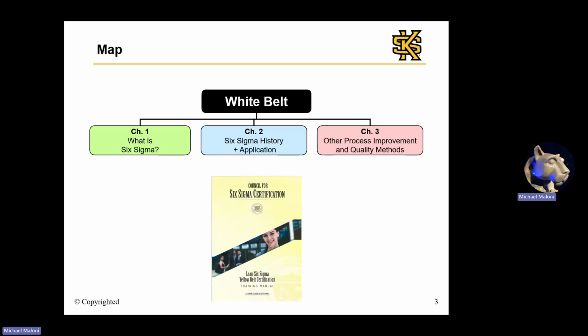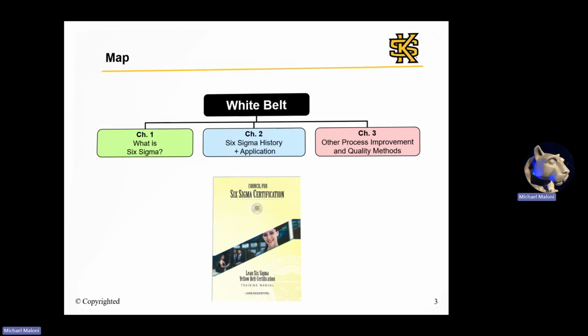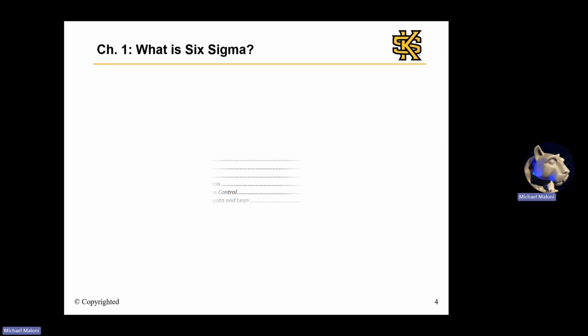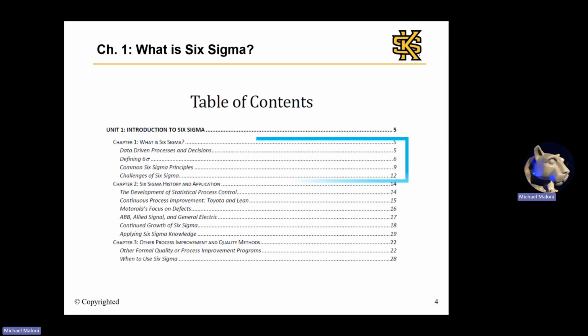And some of you may already have Six Sigma knowledge from earlier coursework or training. However, we'll assume that you do not. And even if you do, this will still be a good review and affirmation of your knowledge. So we'll start with chapter 1, what is Six Sigma, which includes data-driven processes and decisions, defining Six Sigma, common Six Sigma principles, and the challenges of Six Sigma.